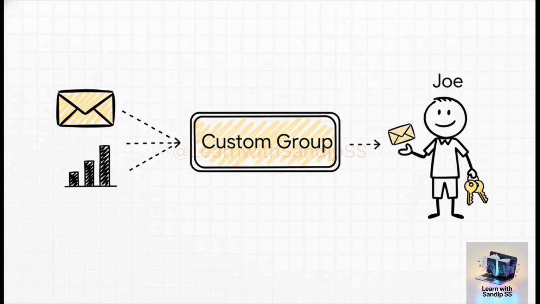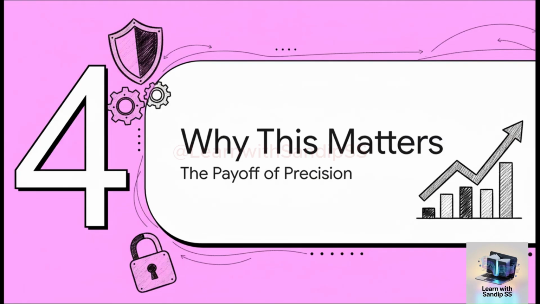And get this, the system is also incredibly flexible. What if Joe needed to handle messages and also view, say, financial reports? No problem at all. You can actually select and combine multiple roles into one custom group. This lets you build the absolute perfect set of permissions for any person on your team, no matter what their job is.